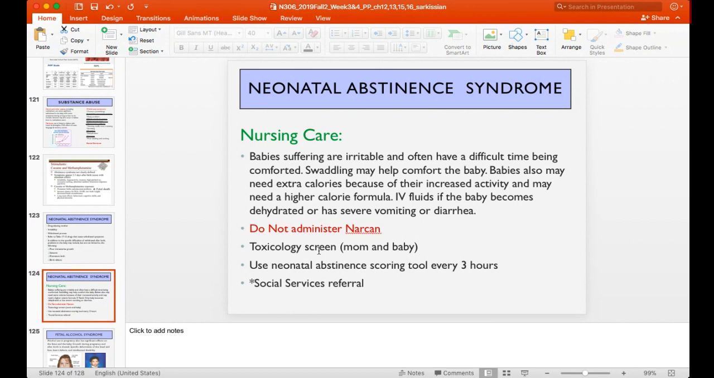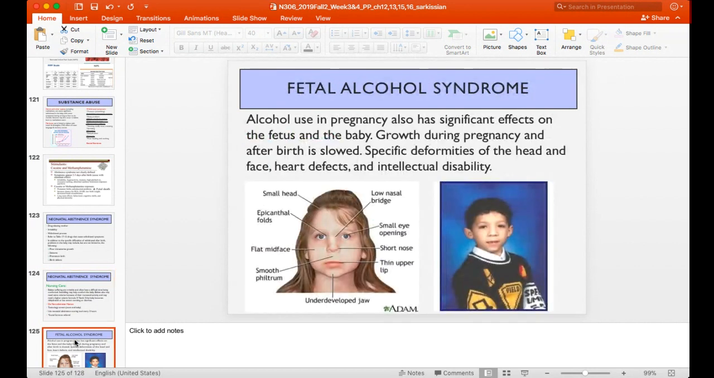If she came into prenatal care and signed a consent for prenatal care, technically you can do it. But if she's coming into L&D and I have to do a drug screen test on her, I need to ask her. And most moms will give you consent, especially if you say it's for the baby, I need to know so I can best take care of your baby. They will let you know. So you want to use the neonatal abstinence scoring tool every 3 hours. And you definitely want to, again, make a social service referral, okay? Social services will be your best friend.